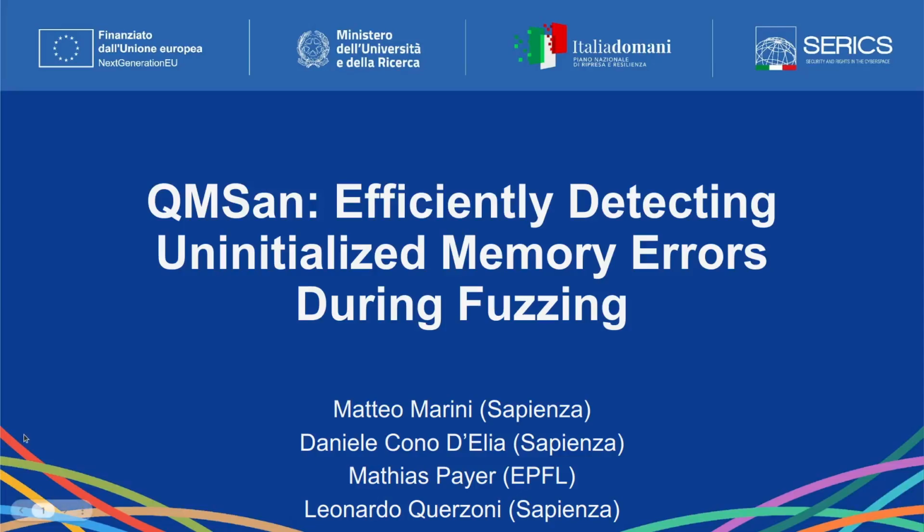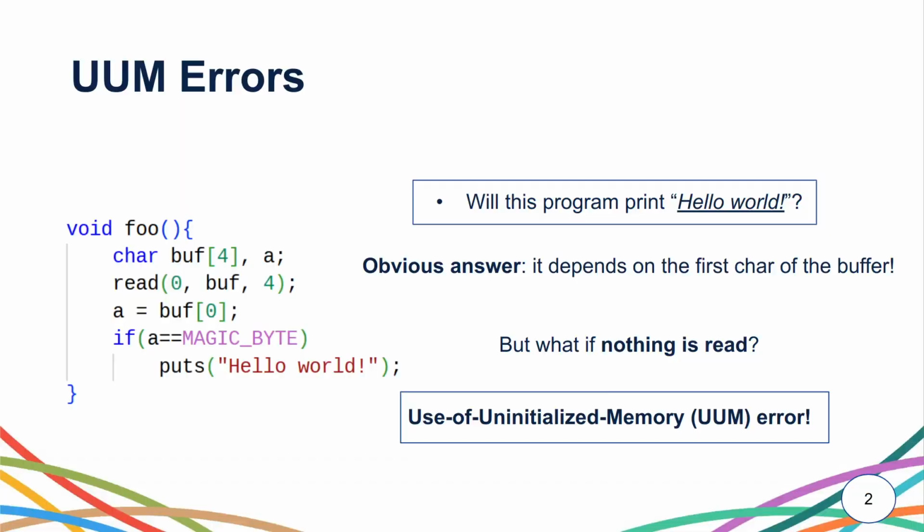Hello everybody, my name is Matteo Marini, I'm a PhD student from Sapienza University of Rome, and this talk will be about efficient detection of use-of-uninitialized memory errors while fuzzing.